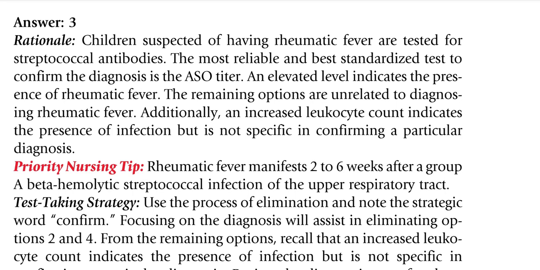Answer 3. Rationale. Children suspected of having rheumatic fever are tested for streptococcal antibodies. The most reliable and best standardized test to confirm the diagnosis is the ASO titer. An elevated level indicates the presence of rheumatic fever. The remaining options are unrelated to diagnosing rheumatic fever. Additionally, an increased leukocyte count indicates the presence of infection but is not specific in confirming a particular diagnosis.